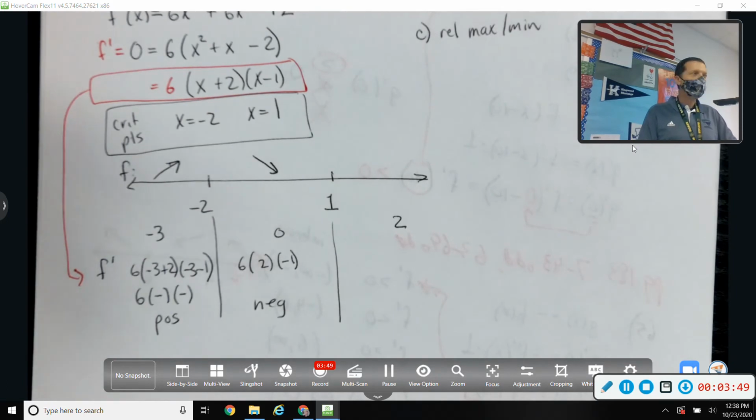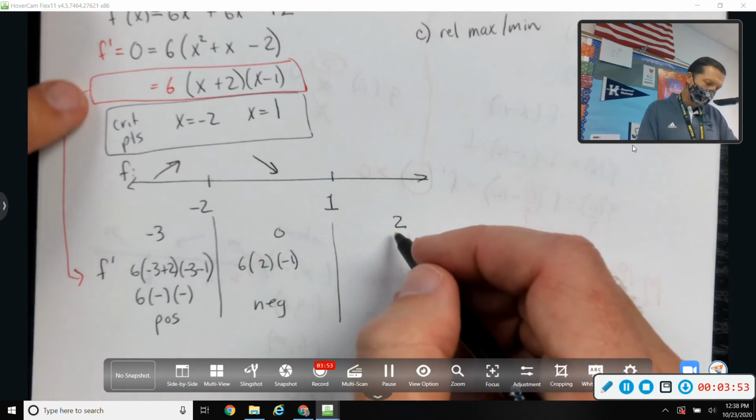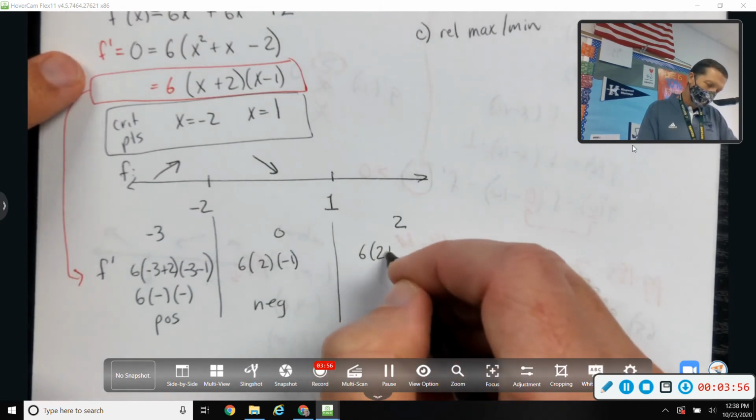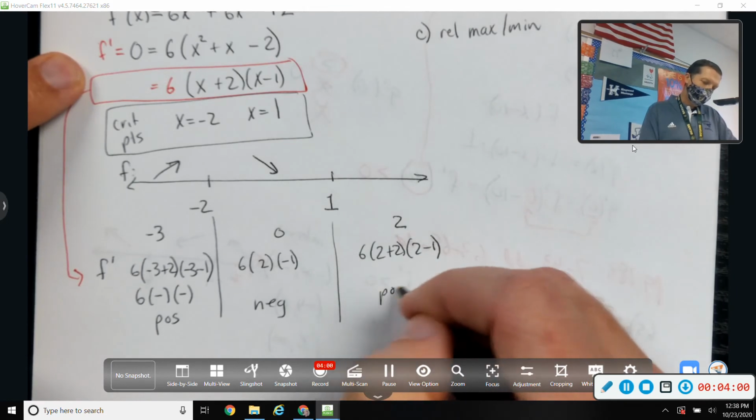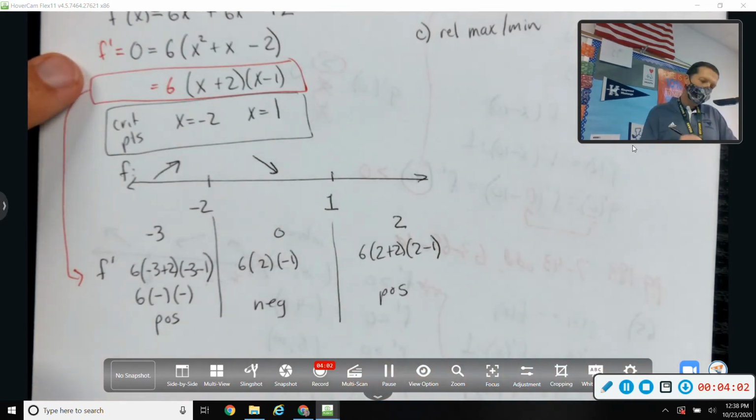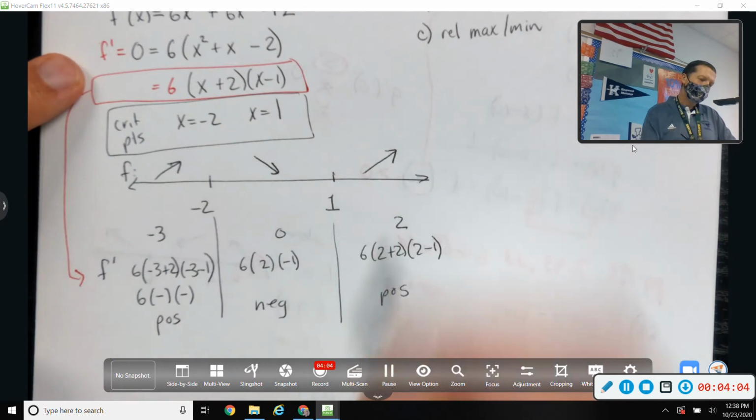I'm pretty sure I know what the next one's going to be, because I know what a cubic looks like. But let's show the work. 6 times 2 plus 2 times 2 minus 1. That's all positive. So f prime is positive. That means f is increasing.